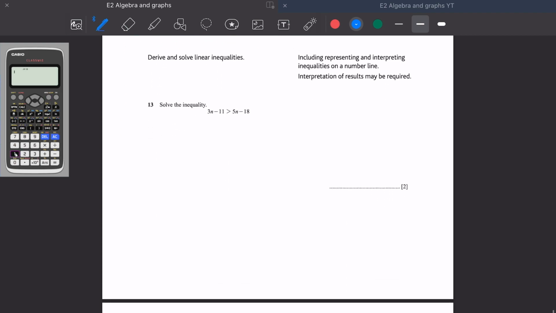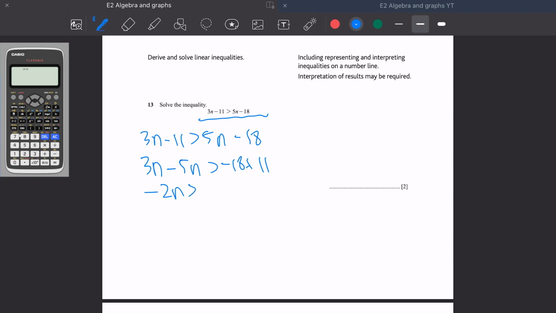Now, how to solve linear inequalities. So you have to solve the inequality 3n minus 11 is greater than 5n minus 18. So it's kind of like solving an equation, but there are some distinctions. So this becomes 3n minus 5n is greater than minus 18 plus 11. You get minus 2n greater than 11 minus 18, which is minus 7.